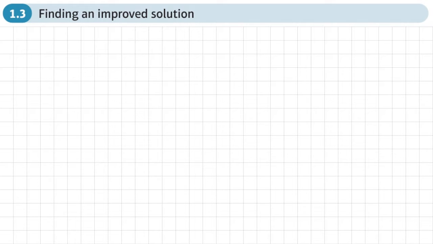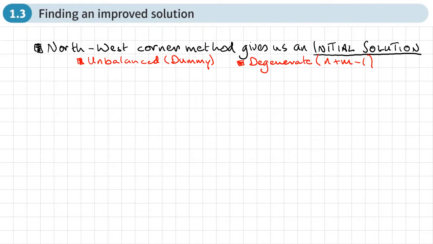This is the third section of chapter 1 on transportation problems, and in this section we'll be looking at finding an improved solution. In the previous sections we went through the northwest corner method, which gives us an initial solution, and this section is all about improving on that initial solution.